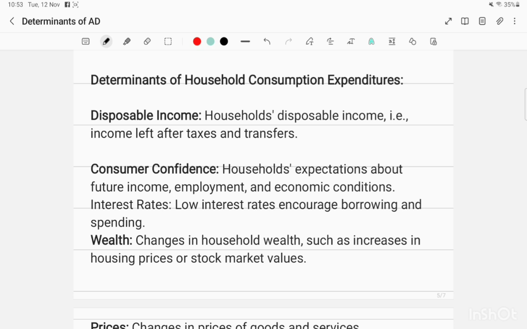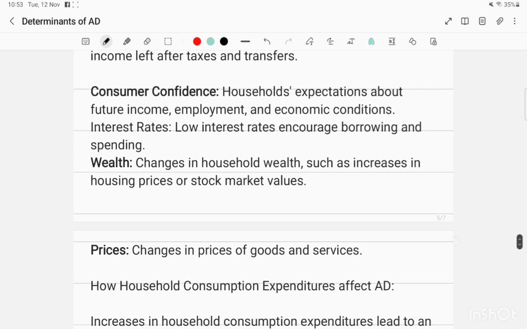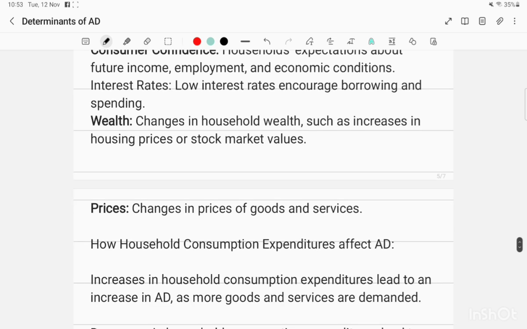Wealth: you all know the assets. Changes in household wealth, such as an increase in housing prices or stock market values, will also increase the consumption line. Changes in prices of goods and services: when prices are falling, the consumption line will shift upward. When prices are increasing, the consumption line will shift downward.